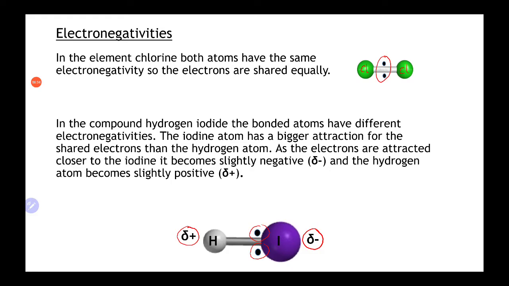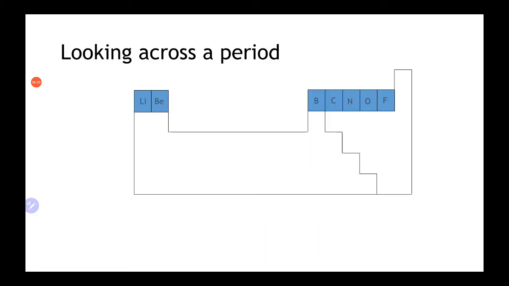What you need to be able to do sometimes in the exam is label the part of the molecule that will be slightly negative and slightly positive. We'll get a bit of practice at doing that as well so that you can see for yourself. So let's have a look in terms of the periodic table. This is an important bit for this topic. We'll go into that previous stuff later.